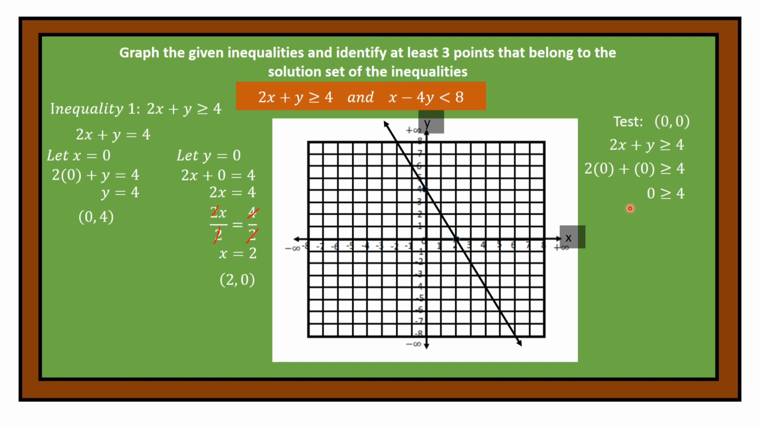So, the question is, ito ba ay true or false? So, ang sagot ay false. Since ito ay false, ibig sabihin, ang ating testing point na 0, 0 is not a solution. So, ang 0, 0 ay makikita natin dito sa half plane na ito. So, kung ito ay false, the other half plane is true. Kaya itong half plane na to ang lalagyan natin ng shade. So, ito yung magiging solution set ng ating first linear inequality.